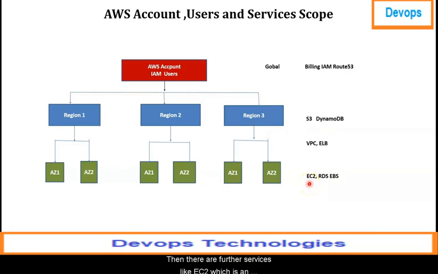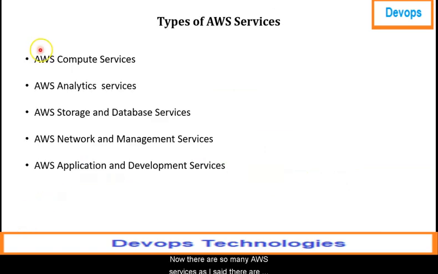Then there are further services like EC2, which is a virtual machine, RDS, which is a relational database, and EBS, Elastic Block Storage, like a disk. All these work at availability zone level. Now there are so many AWS services. As I said, there are 130 plus AWS services, and we can broadly categorize them into different kinds of services such as AWS Compute Services, AWS Analytics Services, AWS Storage and Database Services, AWS Network and Management Services, and AWS Application and Development Services.